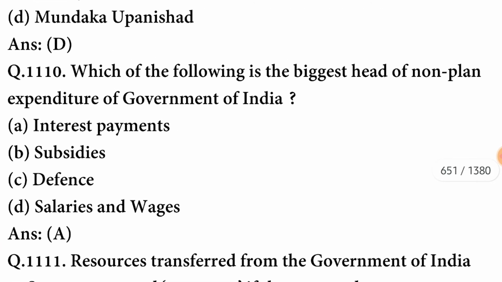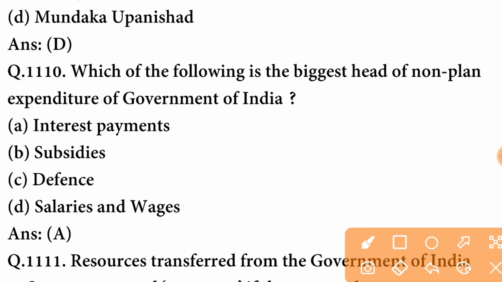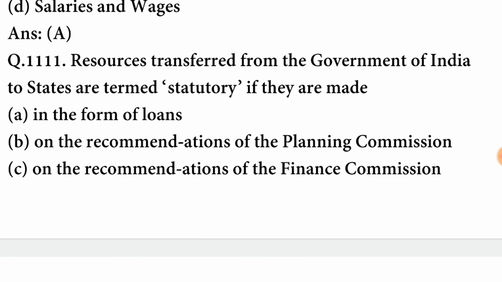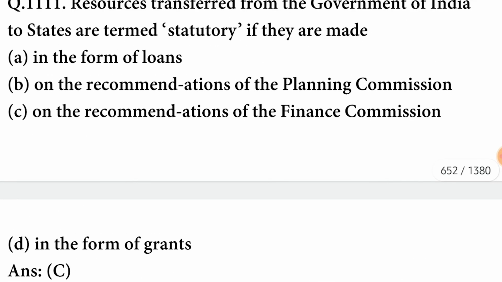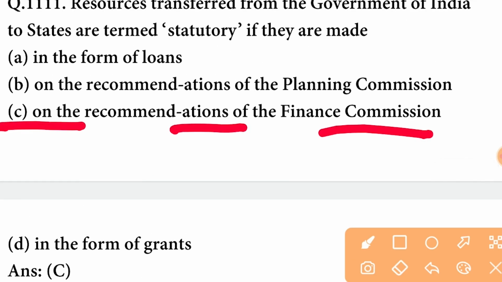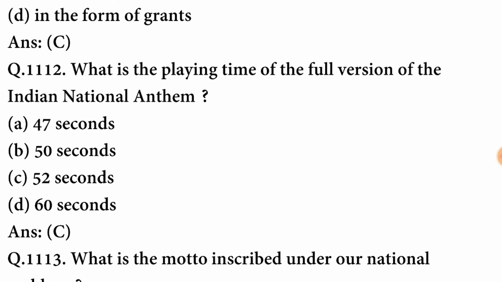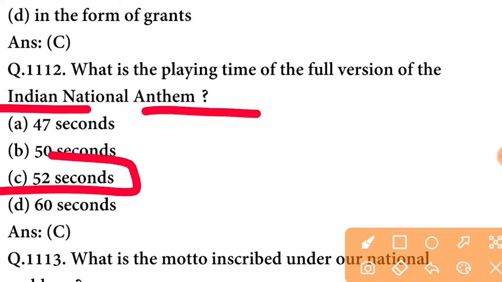The option is correct. Which of the following is the biggest head of the non-plan expenditure of the Government of India? This is interest payments. A option is correct. Resources transferred from the Government of India to states are termed statutory if they are made on the recommendation of the Finance Commission. C option is correct. What is the playing time of the full version of the Indian National Anthem? The time is 52 seconds.